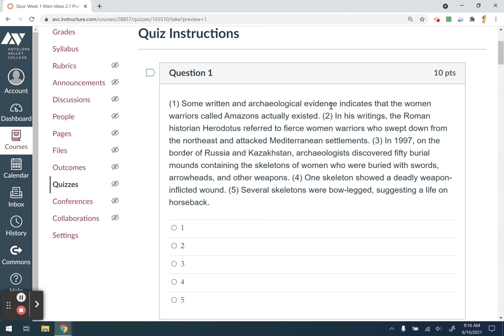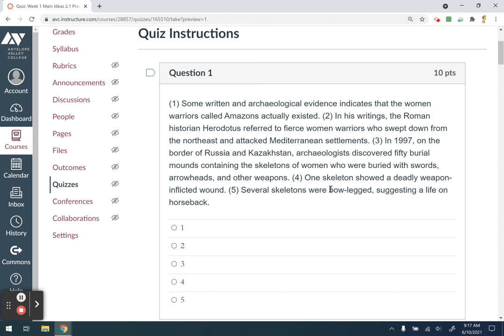So the main idea is the statement, and then it's supported, given evidence through the supporting details. So we know our topic is about the women warriors, and what's being said about these women warriors. Well, if we go here, again, we're talking about the skeletons of the women. They found these skeletons of the women, and they again mentioned the one skeleton, and then several skeletons were bow-legged.